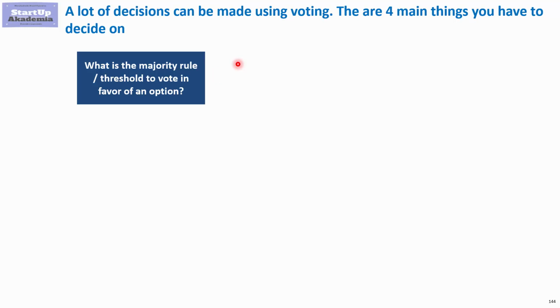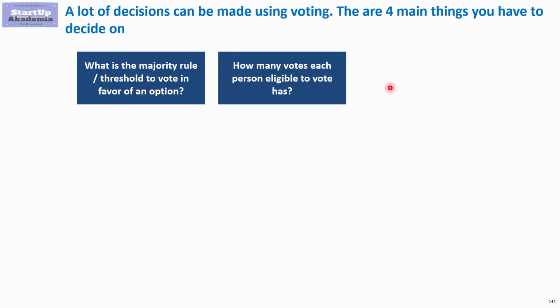Another thing you have to take into account is how many votes each person eligible to vote has. Again, you can have one or more, and the research points out the fact that if you have more votes per one person, usually you get better results in terms of decision making.